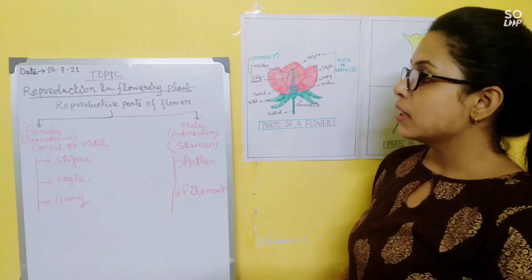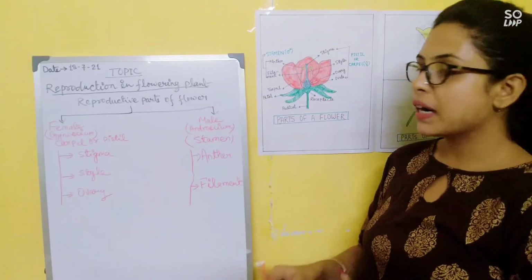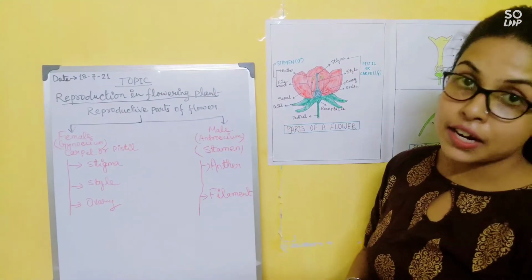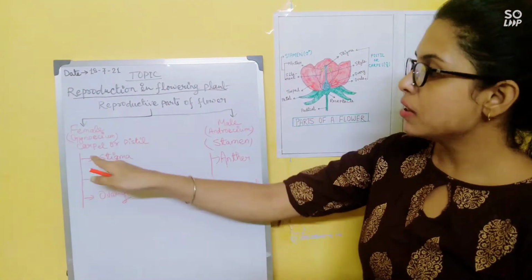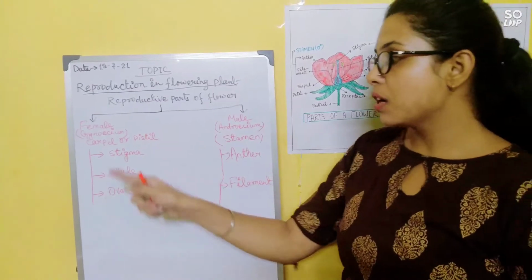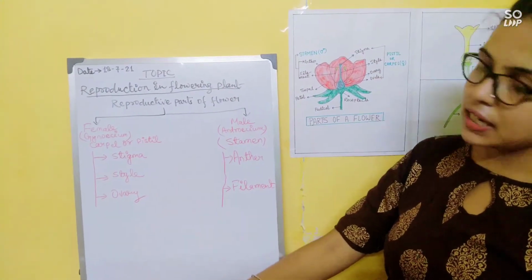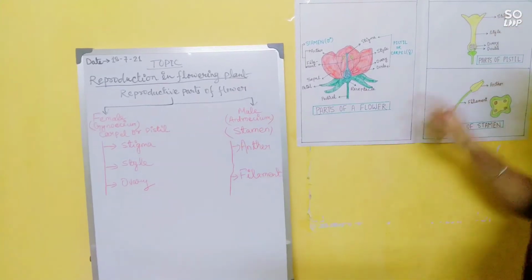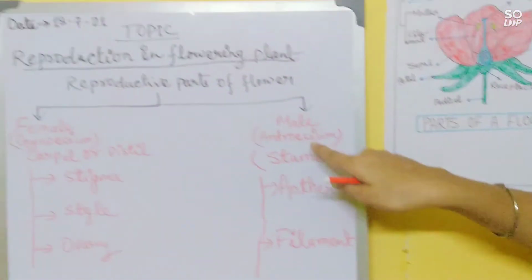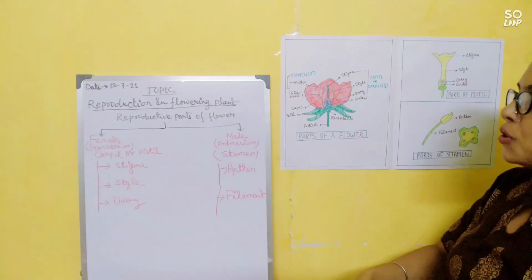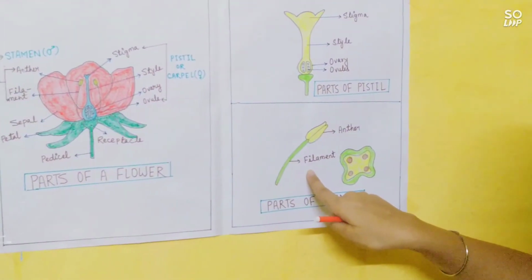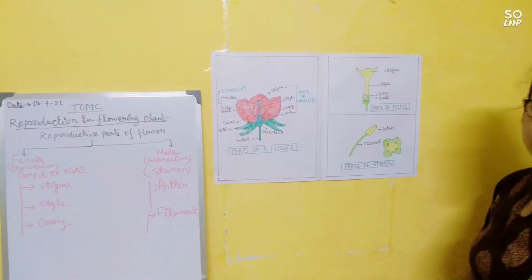So let's recall. The reproductive parts of a flower have two parts. One is female, also known as gynoecium. Male is also known as androecium. Gynoecium is also called carpel or pistil. Androecium is also called stamen. Now, carpel or pistil is further divided into three parts: stigma, style, ovary. Now, the male part or stamen is further divided into two parts, that is anther and filament. So these are the reproductive parts of a flower.